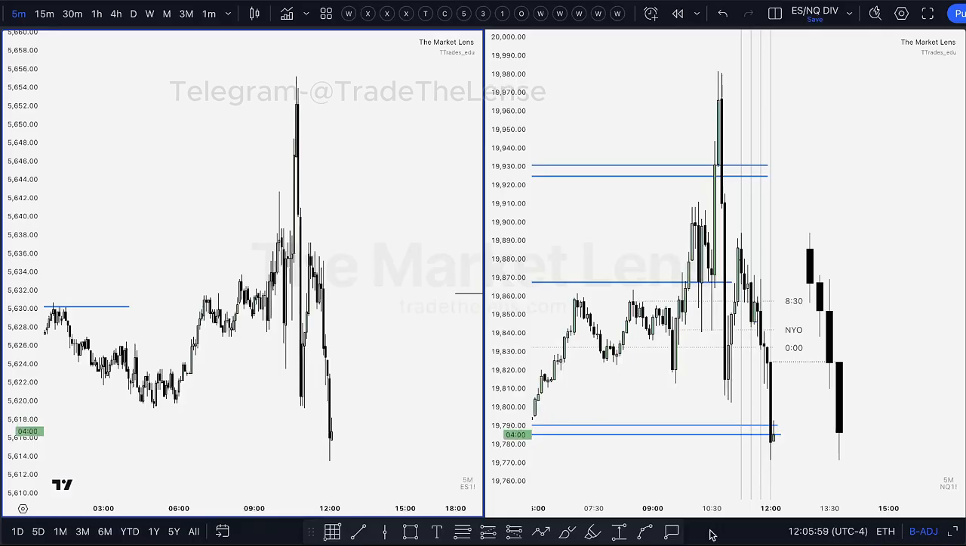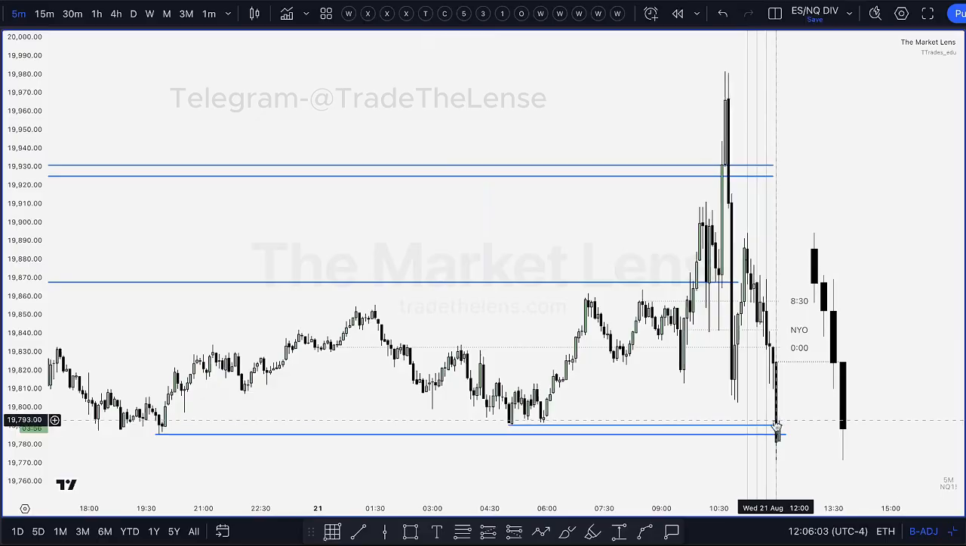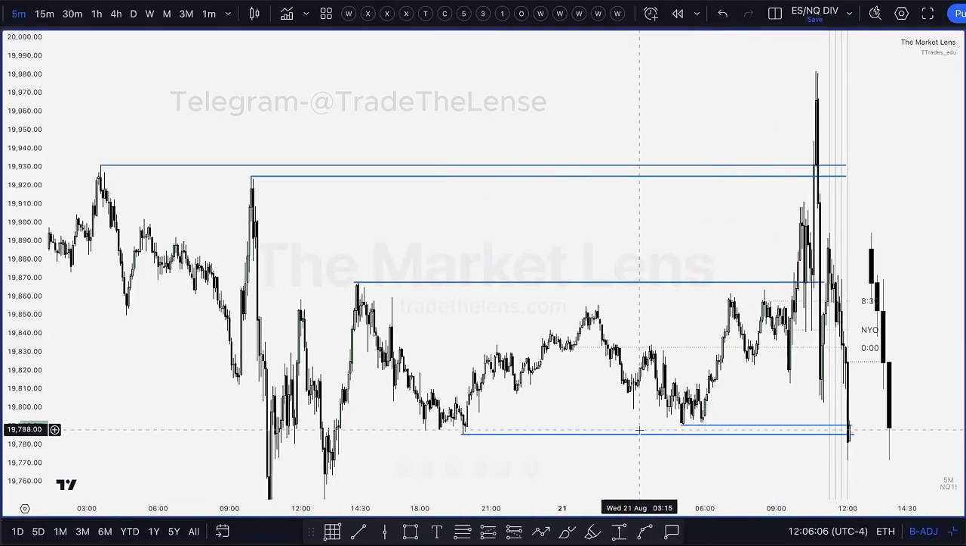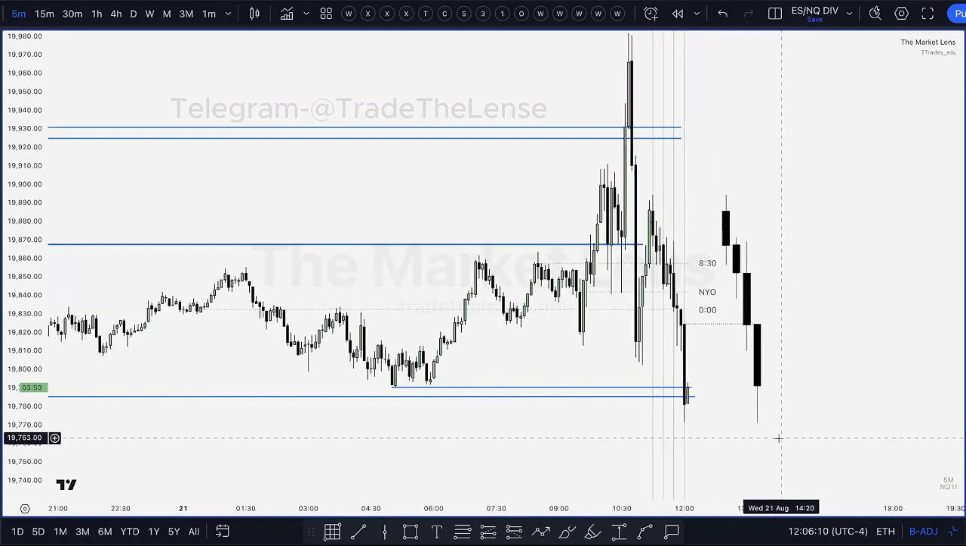Personally, if I was in a short position, this is where I would be taking profit, below the overnight lows. Personally, that is what I would be doing.